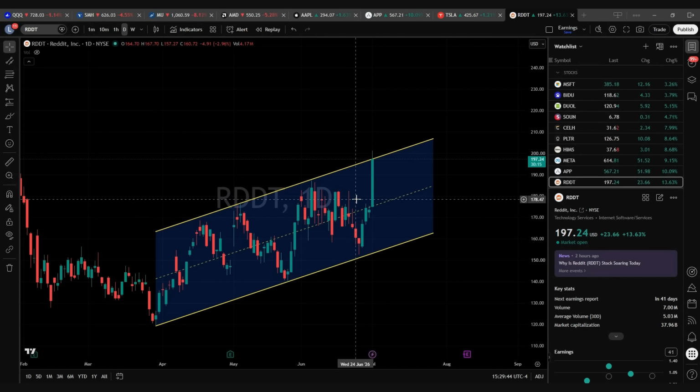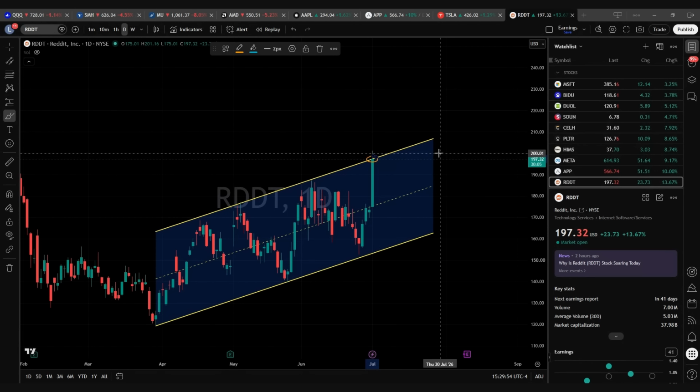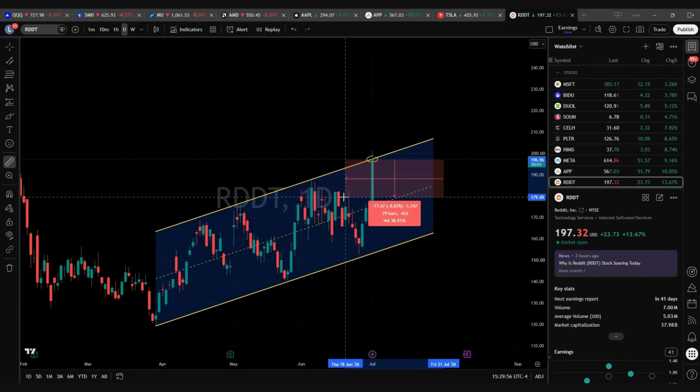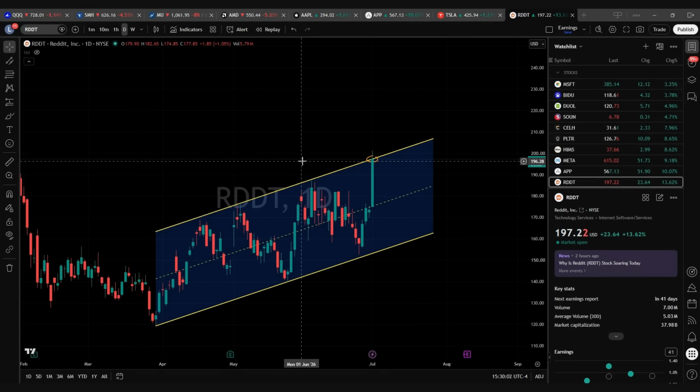And where are we looking to short? At the top of that parallel channel. So in this case, I would look to potentially initiate a short up here, and look for a move down to around the midline, around $180 on Reddit.